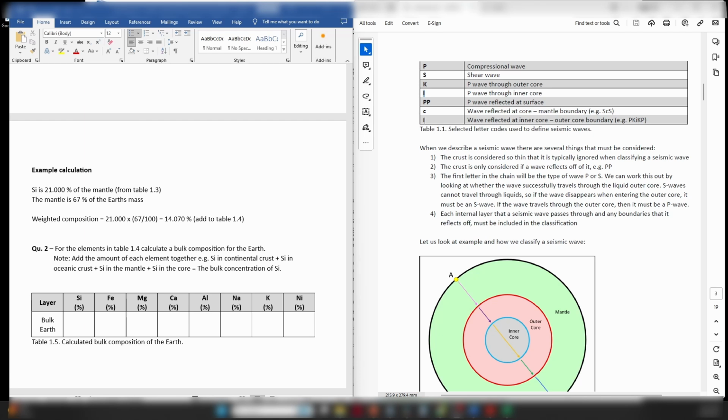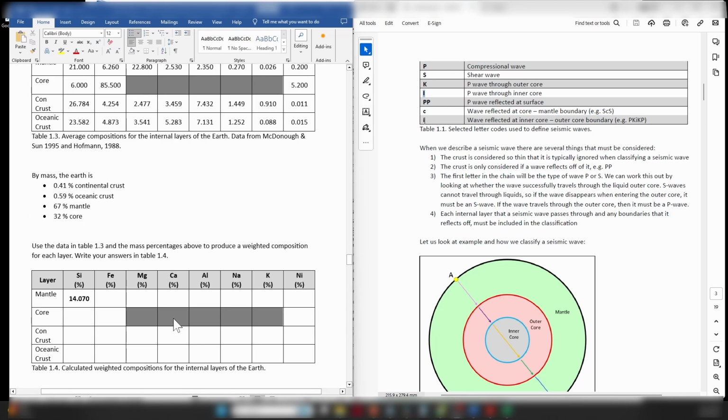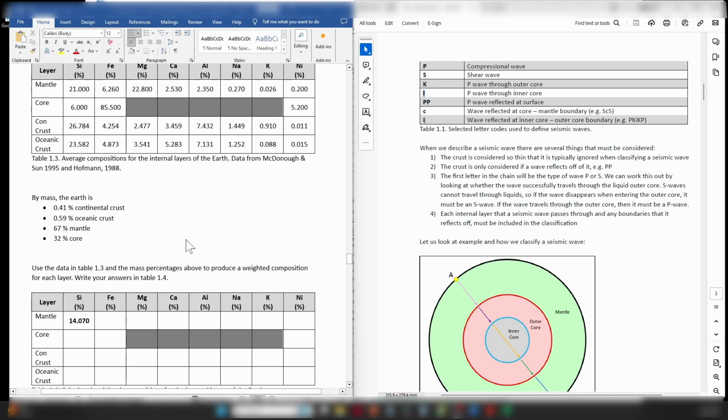So in the previous video we were just talking about how geologists collected samples representing each of the 4 layers of the Earth, and now we're going to look at how that information can be turned into data that geologists can use to analyze the composition of the Earth.